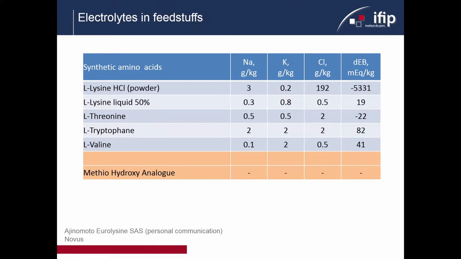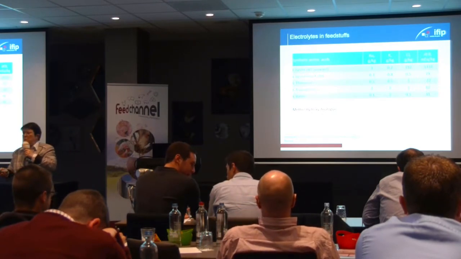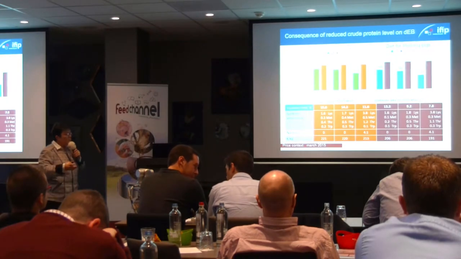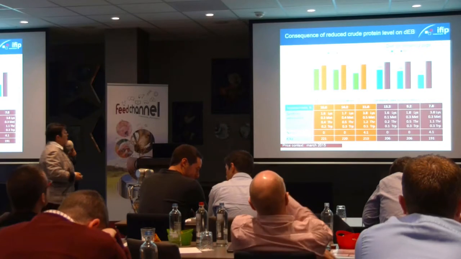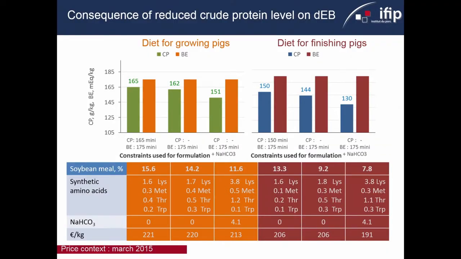Amino acids, well, it depends if you consider the lysine supplied as a powder with a supply of chlorine or liquid lysine, but otherwise they do not bring so many electrolytes. So it means that if you reduce the protein-rich sources and you balance your diet with synthetic amino acids, then you will reduce the dietary electrolyte balance. So I've made some formulas here where I try to reduce the crude protein level of my diets either during the growing phase or the finishing phase, but with a minimum value of the dietary electrolyte balance in my formulation constraints.